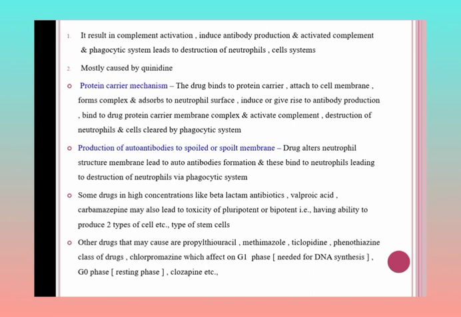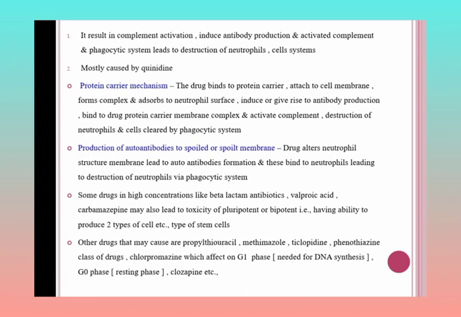This results in complement activation and induces antibody production. The activated complement and phagocyte system then lead to the destruction of neutrophils and other cells. It is mostly caused by drugs like quinidine. So this is the innocent bystander phenomenon.